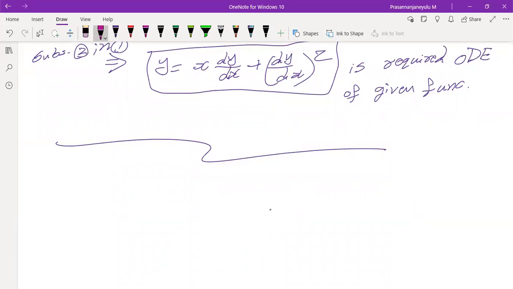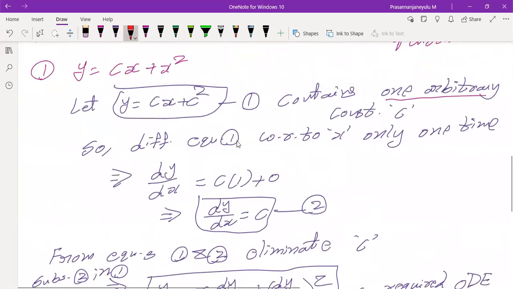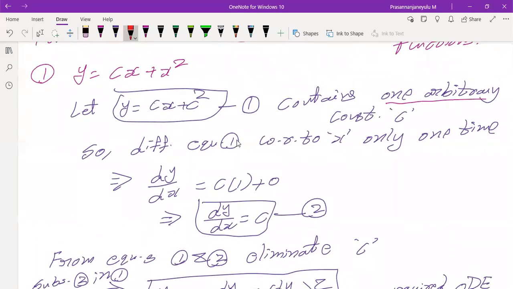Any of you having any doubts? Sir, the given function is y equals cx squared, sir. You wrote it wrong. Yes, sorry. Anyhow, I'm taking here it is x square.